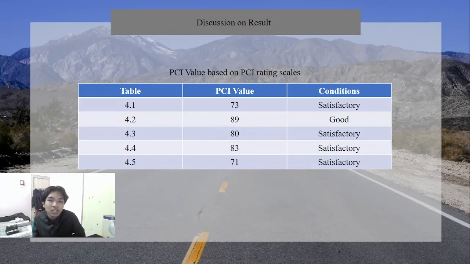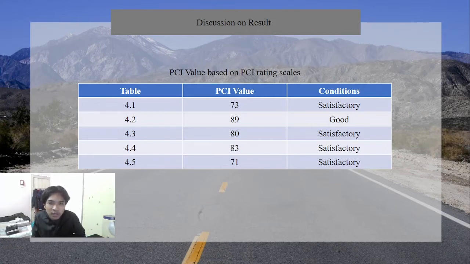I will continue our presentation with discussion on result. So based on our investigation at Jalan Parit Sempadan Laut, along the 1 kilometer that we sampled, there are only 5 samples that have certain distress. For the first sample, the PCI value is 73, which indicates the road is in satisfactory condition.